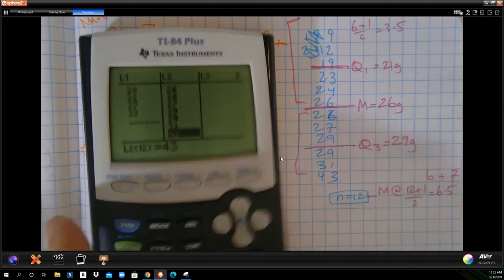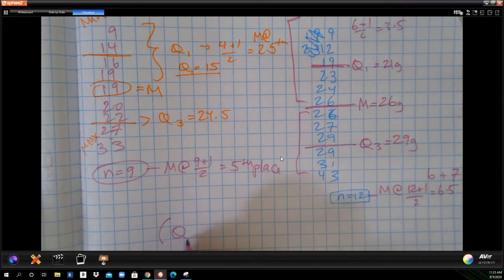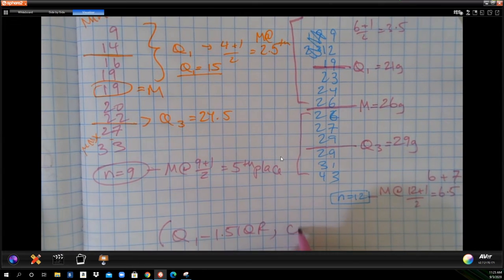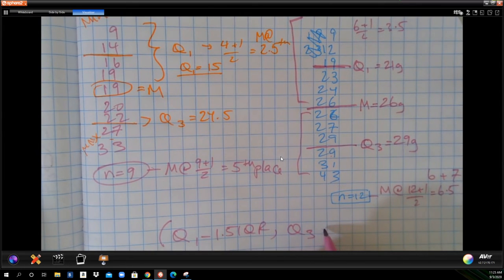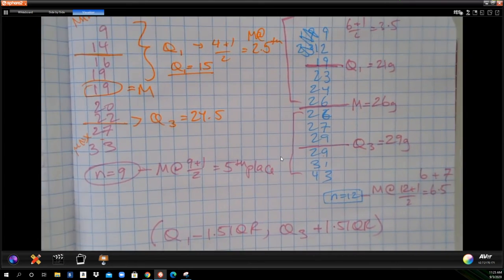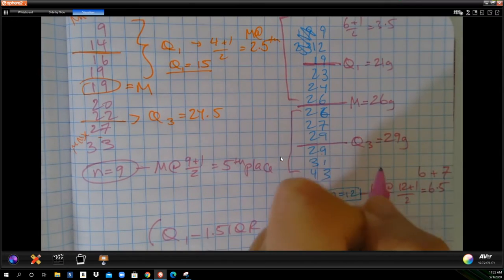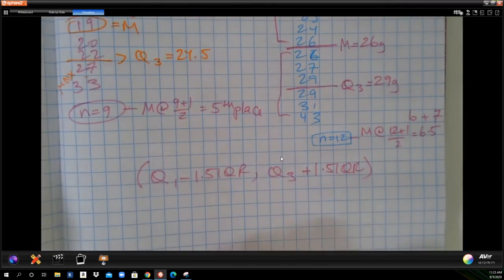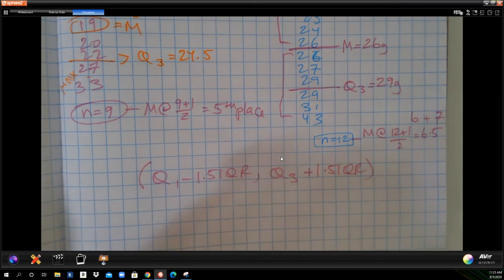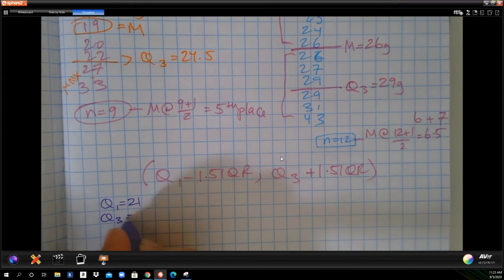So the rule was Q1 minus 1.5 IQR. Also, check the boundary on the upper end, Q3 plus 1.5 IQR. So to do that, I'm going to grab my Q1 and my Q3. That's kind of all I need, 21 and 29. I tend to try to stay organized, right? So we got Q1. I'm going to write it down. It is 21. Q3 is 29.